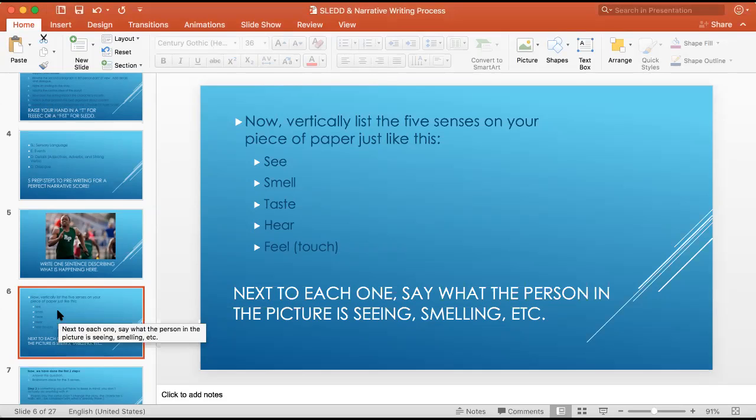Now write down some ideas for what this person probably smells at this moment. Here he is, he's running a race. There's obviously people in the bleachers. What do you think he smells? Now let's share some of those answers.